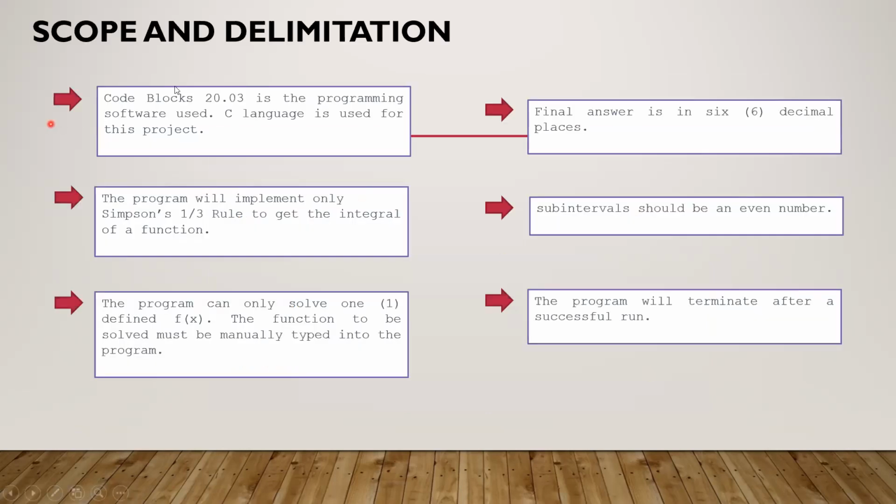So scope and delimitation. Code Blocks and C language are used for this project. The program will implement only Simpson's one-third rule to get the integral of a function. The program can only solve one defined function of x. The function to be solved must be manually typed into the program. Final answer is in 6 decimal places. Subinterval should be an even number. And lastly, the program will terminate after a successful run.